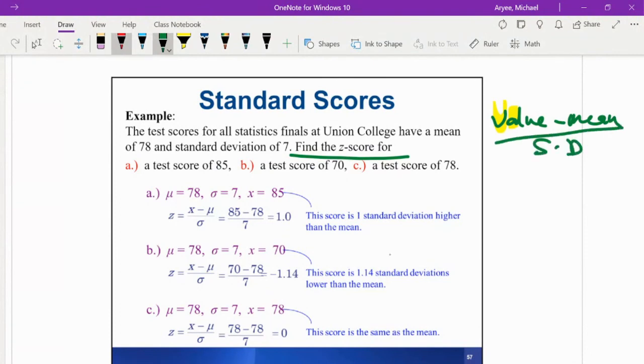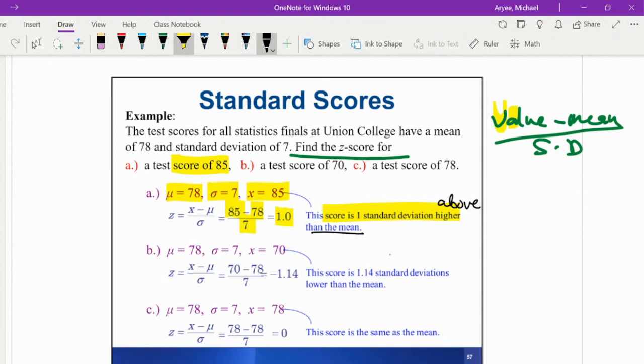So here, for example, if they said the score is 85, the mean is this, the standard deviation is this. You're going to say 85, value minus the mean over standard deviation. If that gives you 1, because this is positive 1, you would say that the score is 1 standard deviation higher, or the word higher could be above the mean.